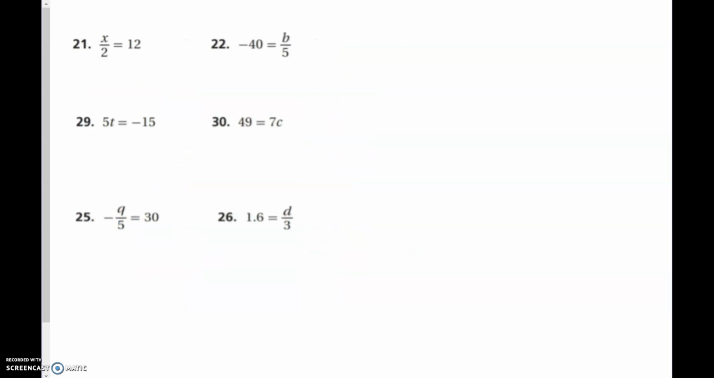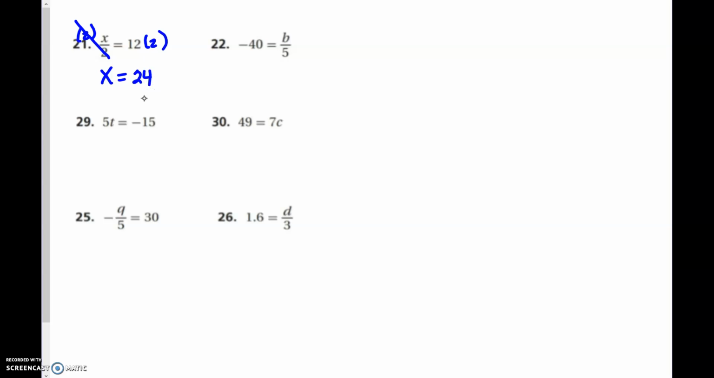All right, this next one says x divided by 2. The opposite of divide is multiply. So we're going to multiply both sides by 2. These 2's cancel out, and x equals 24.